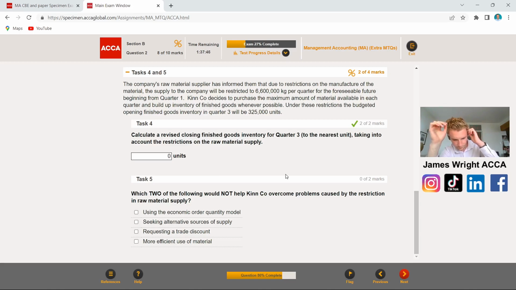Okay, what we're looking at now: using the economic order quantity model, seeking alternatives of supply, requesting a trade discount, and more efficient use of material. Remember, these are things we're looking for that won't help. First of all, seeking alternative sources of supply would help them find more material to meet the demand, so I'm not going to be ticking that one.